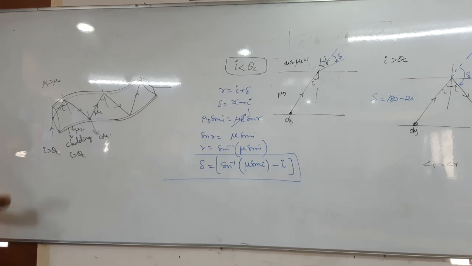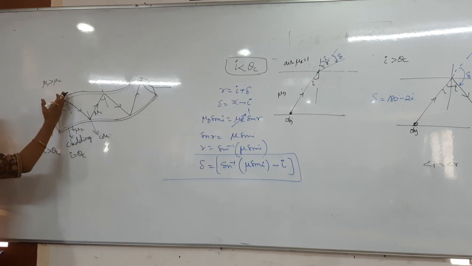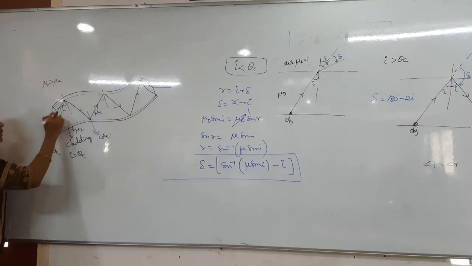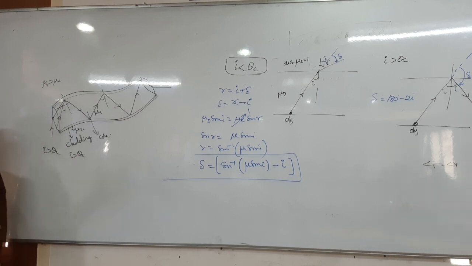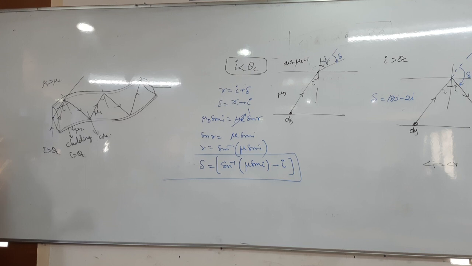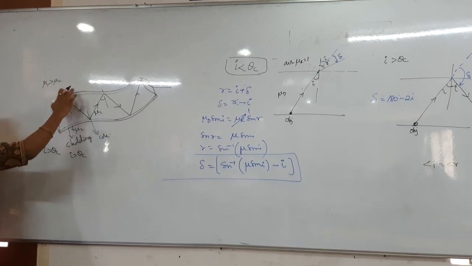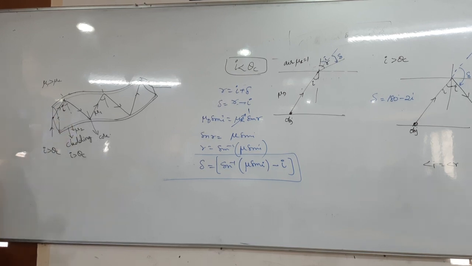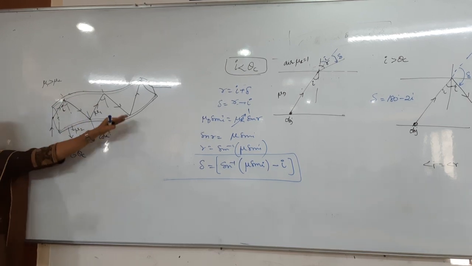Now, I am incidenting the ray. For example, I am incidenting in this direction. Then what happens? TIR will not happen. It will come out like this. Correct? So here what is happening? I am incidenting at an angle of incidence greater than theta c. Then total internal reflection will happen a number of times.